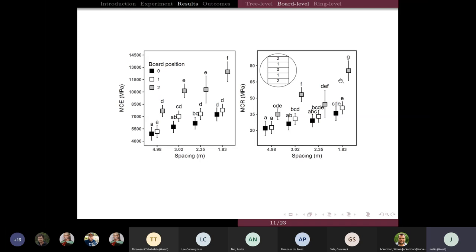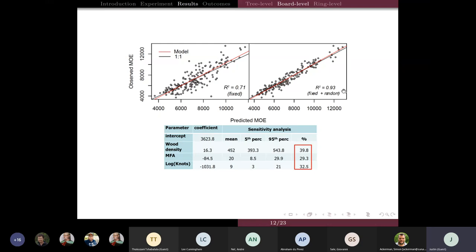So the model that we put together evaluated the effect of wood density, microfibril angle, and the quantity of knots on MOE. What we did was we evaluated the theoretical influence of each parameter on wood stiffness. Given the model, we looked at the 5th percentile value and the 95th percentile value of each parameter, and we shift that from the 5th percentile to the 95th percentile for a given parameter, one of wood density, MFA, or the knots, while holding the remaining parameters constant at their means. So we did this for each and every parameter while holding the remaining parameters constant at their means.